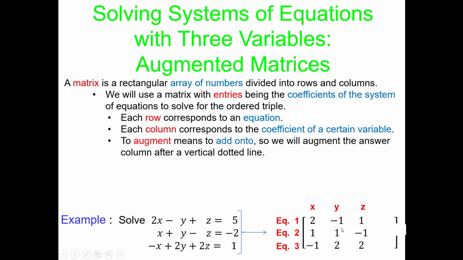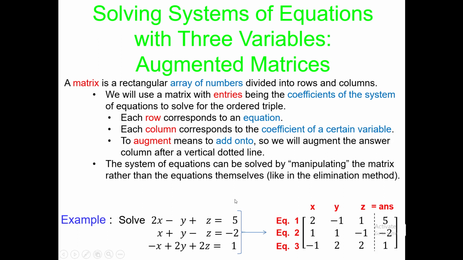Now, to augment something means to enhance or to add on to. So what we're going to do is augment the answer column after this vertical dotted line, just so that we can show that this is separated from the rest of the system by being the actual answers to each equation. And so now this is a matrix, this is a system of equations, and we're going to be able to just manipulate this matrix to somehow find the answers for x, y, and z.